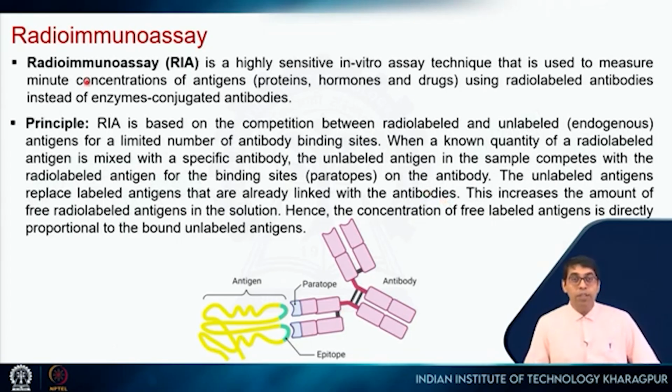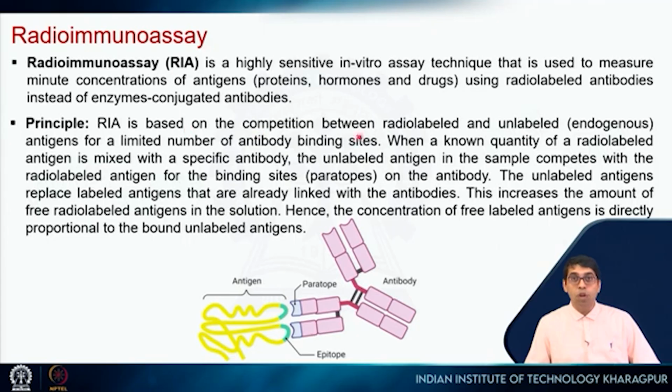In this case, radioimmunoassay, RIA, is again a highly sensitive in vitro assay technique that is used to measure minute concentrations of antigen, right. In this case, we are using radiolabeled antibodies instead of enzyme conjugated antibodies, and since we are using radiolabeled antibodies, you can detect very low signal. So the sensitivity is very high.